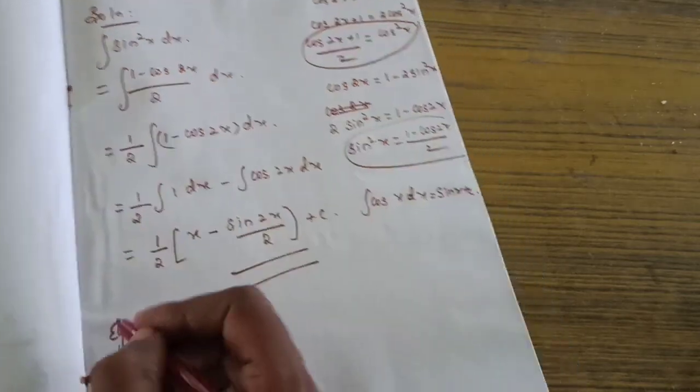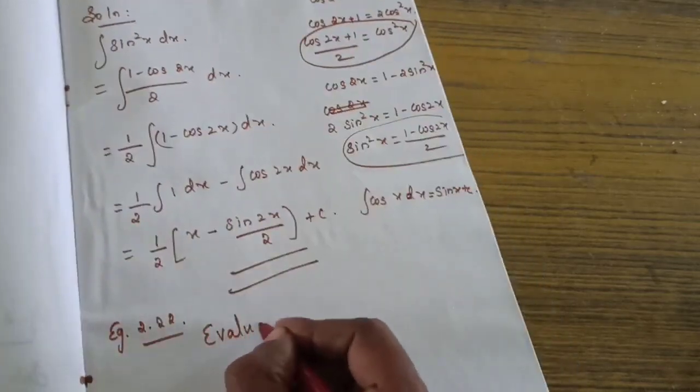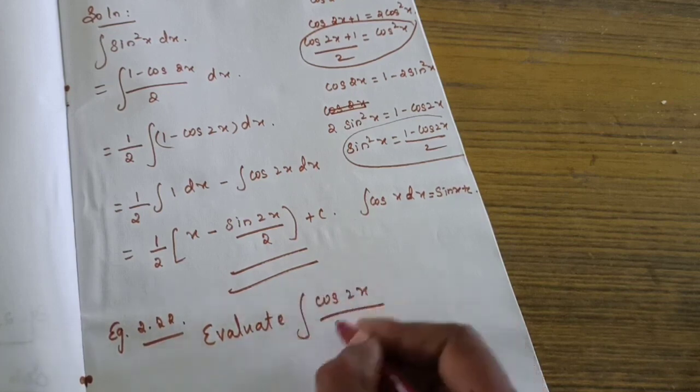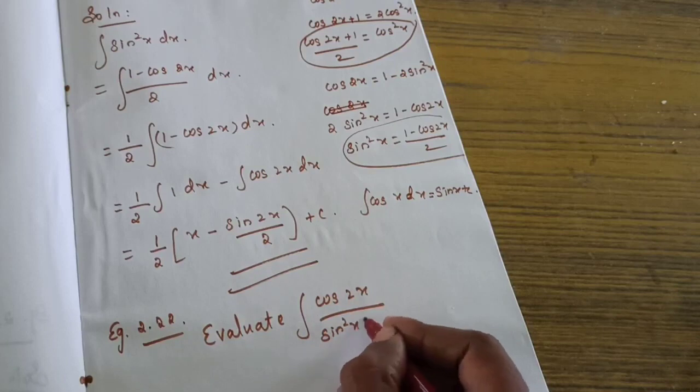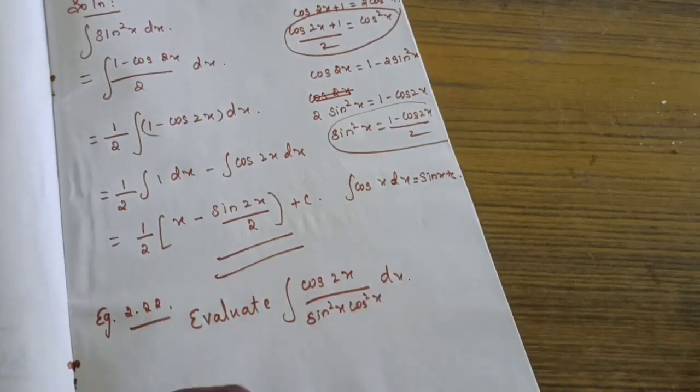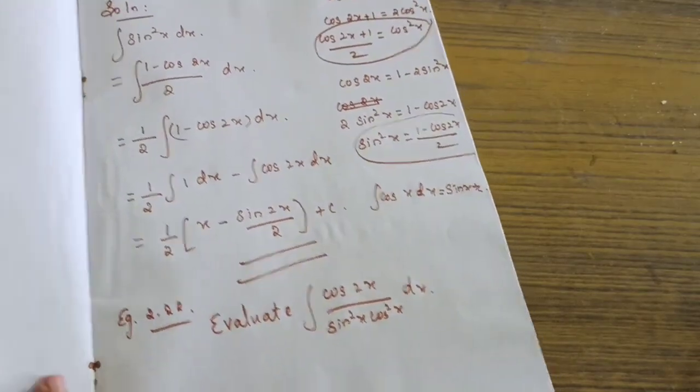Example 2.22. Evaluate integral of cos 2x divided by sin square x cos square x dx. Okay. Now again we are going to move to the formula.